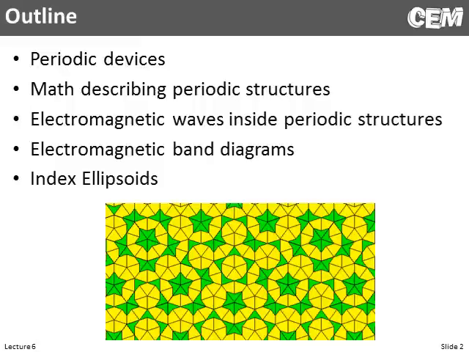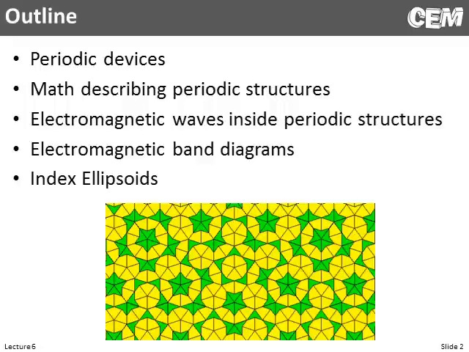So I'll run you real quick through some example periodic devices. Then we're going to dive right into the math describing the periodicity. The goal is that we can then lump that math into Maxwell's equations and use that to start describing and modeling devices. Next, we need to talk about electromagnetic waves inside periodic structures. There's some very interesting and very simplifying conclusions that we can make. Then that's going to lead into some extra topics we're going to talk about.